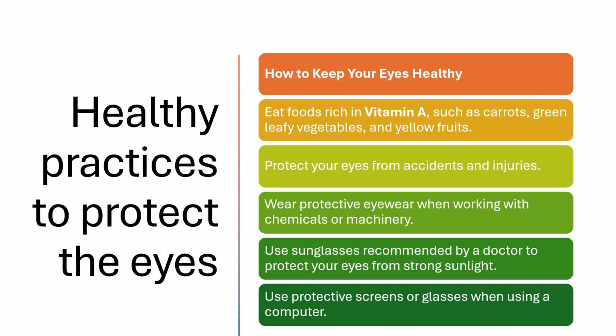Healthy practices to protect the eye. How to keep your eyes healthy. Eat food rich in vitamin A, such as carrots, green leafy vegetables, and yellow fruits. Protect your eye from accidents and injuries. Wear protective eyewear when working with chemicals or machinery. Use sunglasses recommended by a doctor to protect your eyes from strong sunlight.